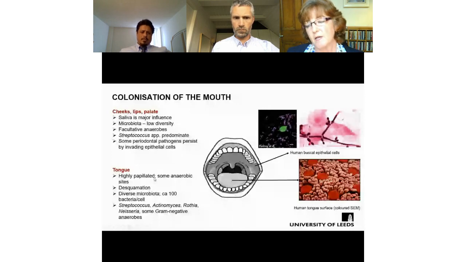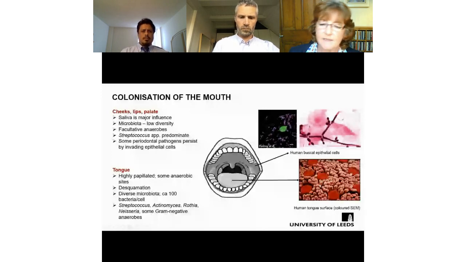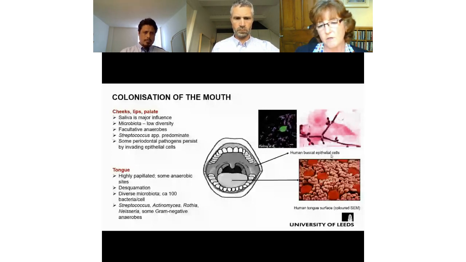The tongue is another quite complex environment for microorganisms. It's highly papillated, so it has lots of these papillae, and again, in microbial terms, these create massive structures that organisms can colonize down to the bottom, so they can become very anaerobic. And you can get a more diverse microbiota associated with the tongue, more diverse and more numerous. So those streptococci and the gram-positive Actinomyces are joined by other organisms that include some of the gram-negative anaerobes that you see subgingivally.